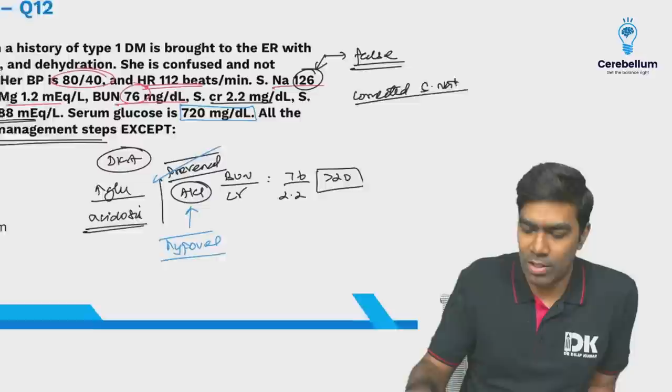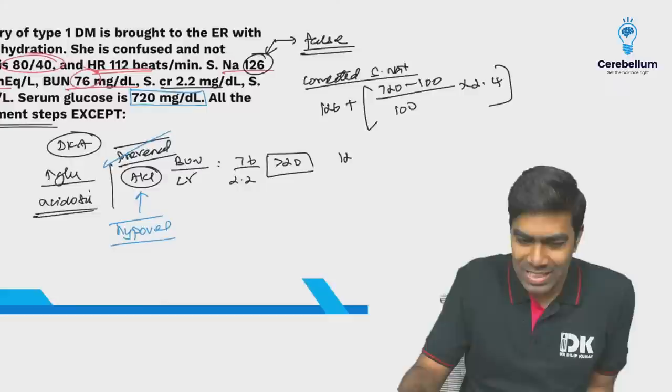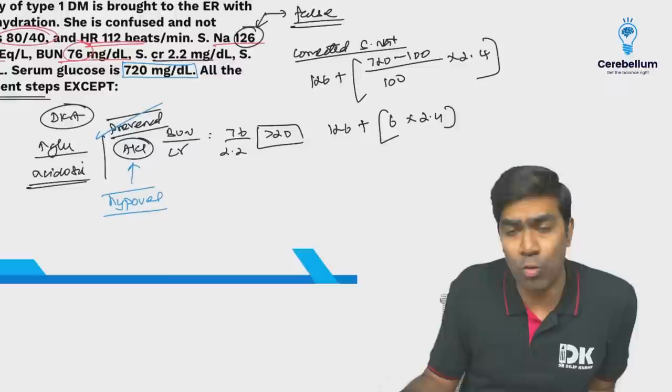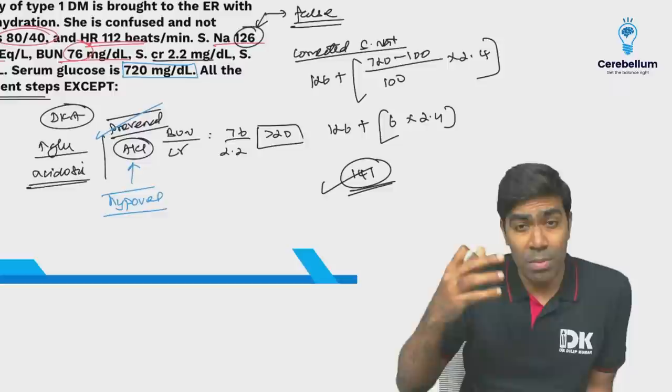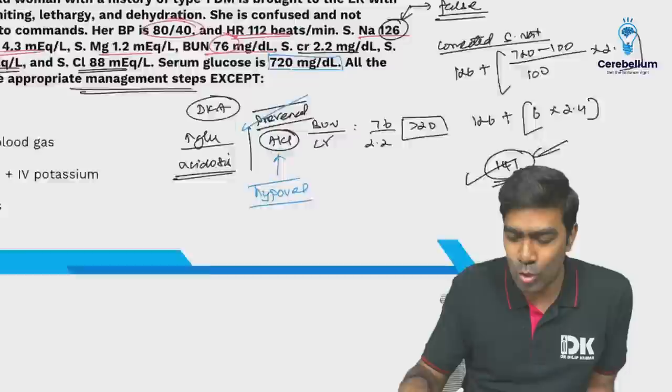So the actual sodium is 126 plus the glucose, 720 minus 100, divided by 100, multiplied by 2.4. So 126 plus 720 minus 100 is 620. So let us assume it is 6 multiplied by 2.4. Just to be simple, it's 6.2 multiplied by 2.4, I can understand, but let us assume just 6 multiplied by 2.4. You will get around 14.4, maybe somewhere around 15. So 126 plus 15, you will get somewhere around 141 milliequivalents per liter. So if you remove the osmotic effect of glucose, your serum sodium will be 141. Which means the corrected sodium is normal. It's in fact borderline high, more than 140. So it's a false hyponatremia.